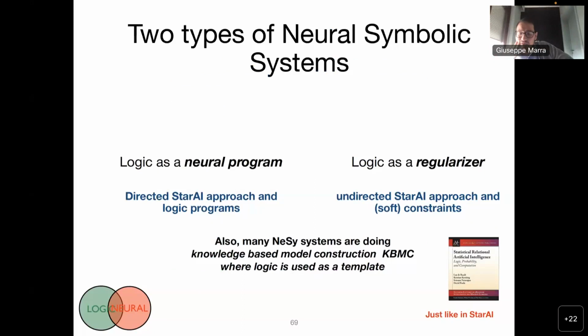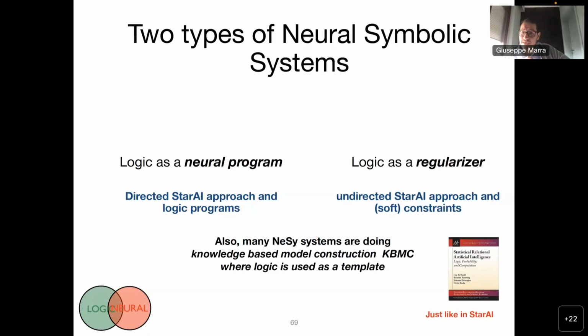So to conclude this first part, what we have seen today is that a very foundational idea in computational logic, where we have two views, proof theoretic and model theoretic approaches to logic, has been used as a base in statistical relational AI to differentiate between probabilistic logic programs and Markov logic. But actually, this same division is carried also to the neurosymbolic setting, and we have neural programs and regularizers. So this is a very strong distinction, because you can easily find a lot of properties of these neurosymbolic models just by categorizing them into one of the two.